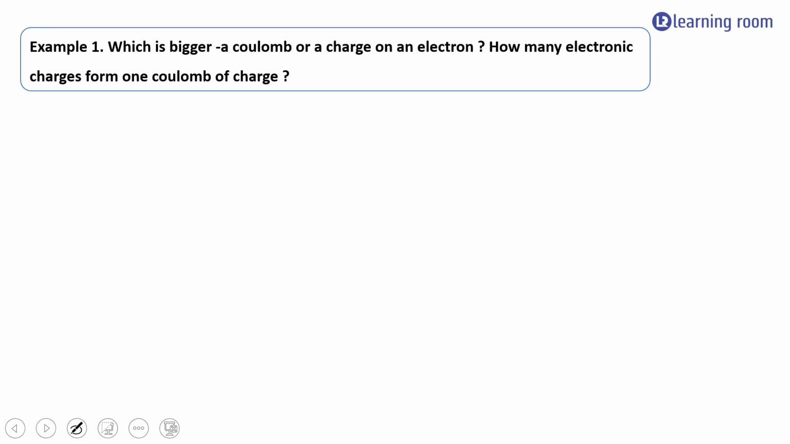Can you tell me which among the charges minus A or plus A is going to be of more value? Even without thinking, you can tell me. Which is bigger, minus K coulomb or plus K coulomb? And this part is how many electronic charges form 1 coulomb of charge? Can I have some answers?